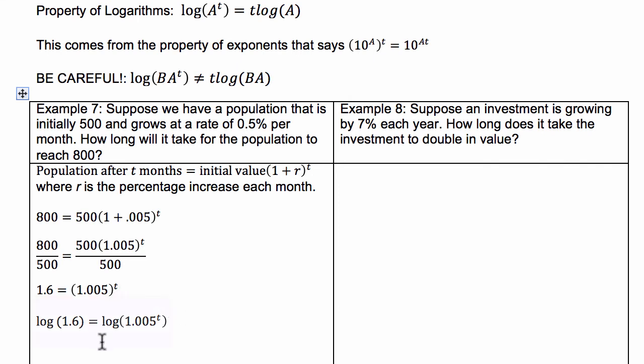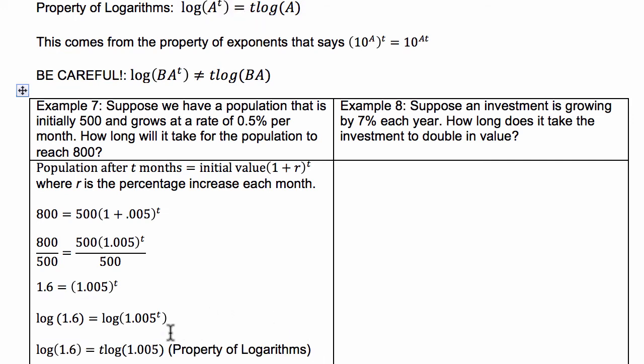Now my right side of the equation is of the form log of a to the t, so I can use this property of logarithms and bring that t outside of the logarithm. After using the property of logarithms, we get log of 1.6 equals t times log of 1.005. This might look complicated, but remember, log of 1.6 is just a number. We could type it into our calculator to find out what number it is. Similarly, log of 1.005 is just a number.